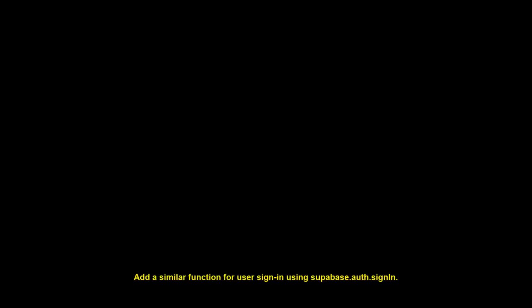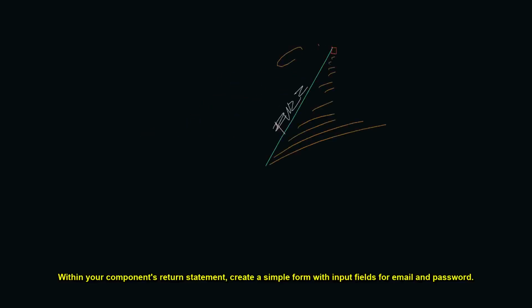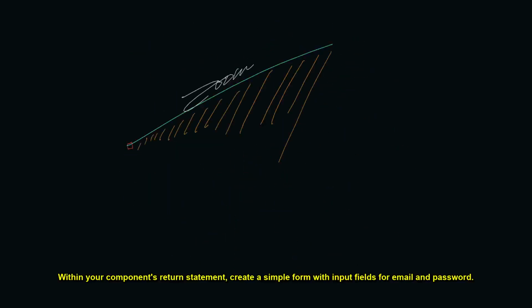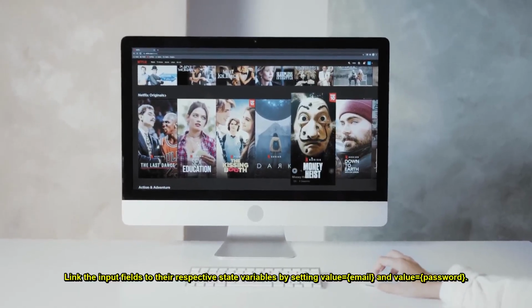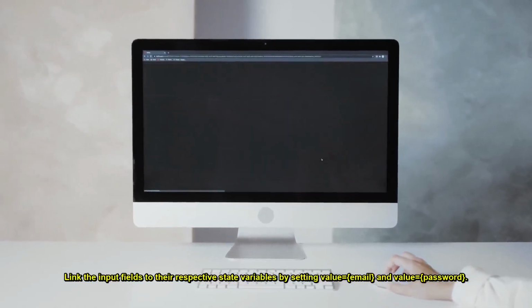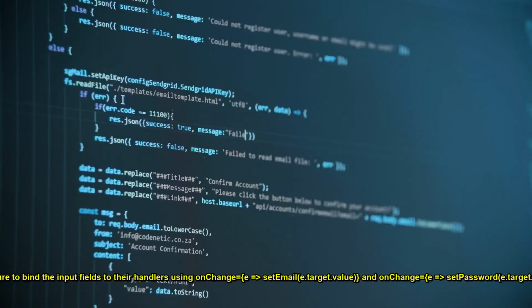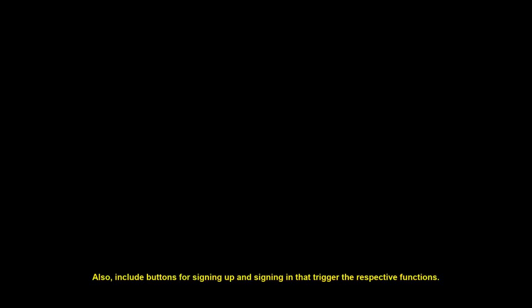Add a similar function for user sign-in using supabase.auth.signIn. Within your component's return statement, create a simple form with input fields for email and password. Link the input fields to their respective state variables by setting value equals email and value equals password. Make sure to bind the input fields to their handlers using onChange equals e => setEmail(e.target.value) and onChange equals e => setPassword(e.target.value). Also, include buttons for signing up and signing in that trigger the respective functions.